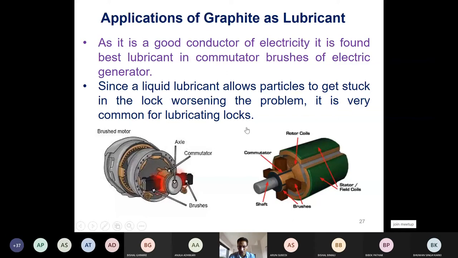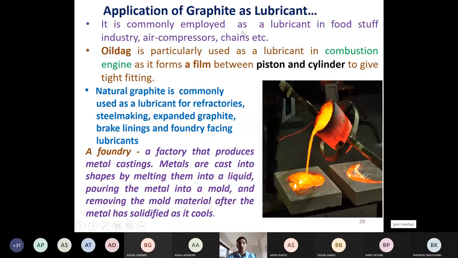Again, graphite is commonly employed as a lubricant in the foodstuff industry, air compressors, and the chain industry. Oil dag is particularly used as a lubricant in combustion engines, as it forms a film between piston and cylinder to give tight fitting. Natural graphite is commonly used as a lubricant for refractory seal making industries, expanded graphite, brake lining, and foundry facing lubricant. Foundry means the metal casting industry.